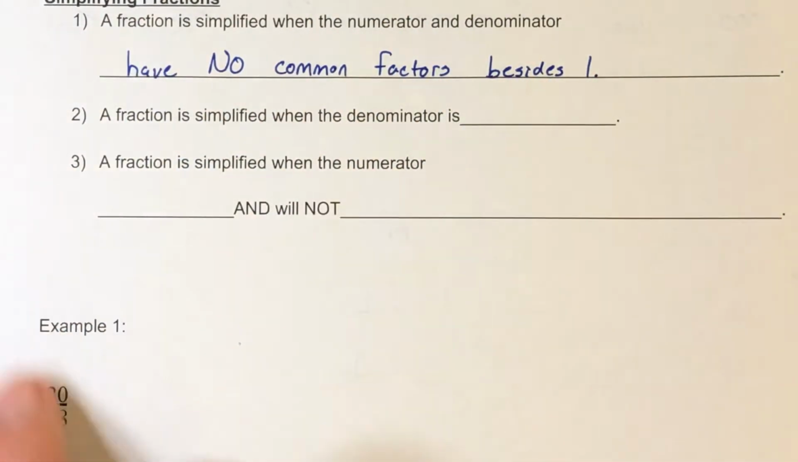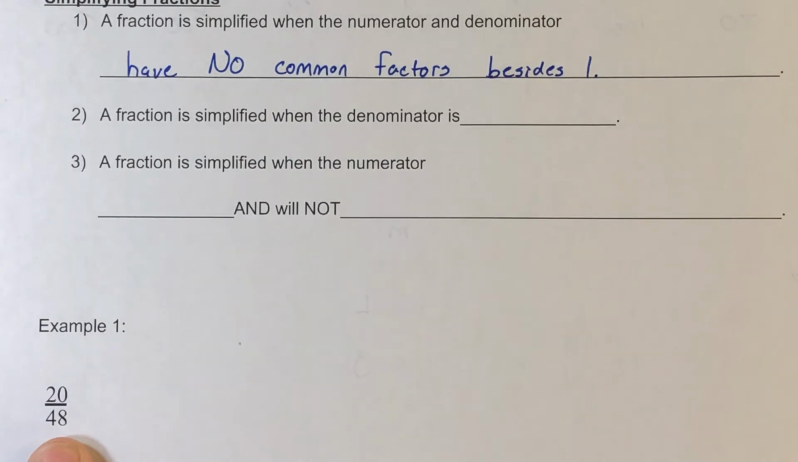So I'm just going to briefly look down at this example here, 20 over 48. 20 and 48 have lots of common factors. For example, 2 will divide evenly into both. 4 will divide evenly into both. So those are just 2 examples of common factors besides 1. That means 20 over 48 is not in simplest form. That means it would be inappropriate to leave your fraction as such.